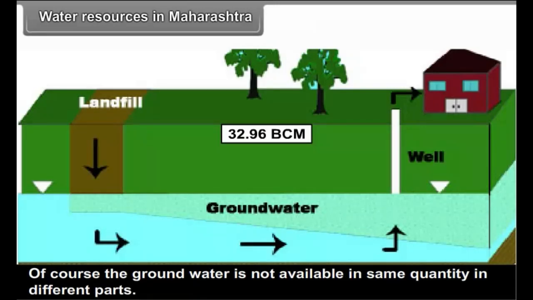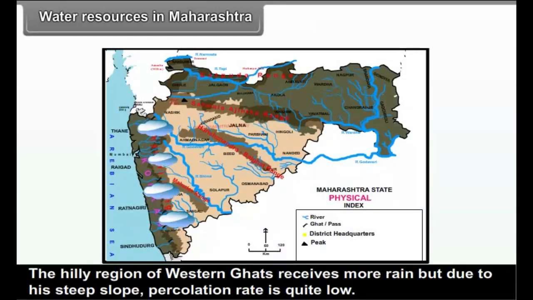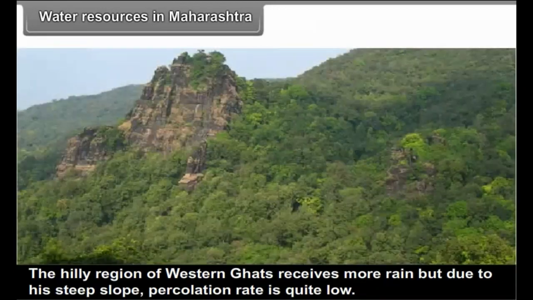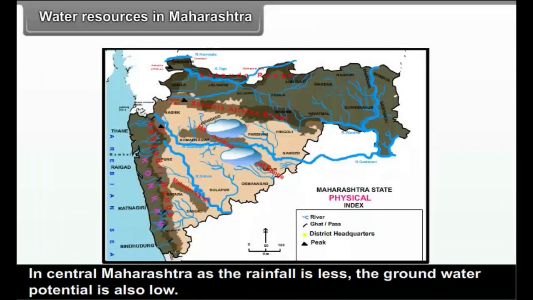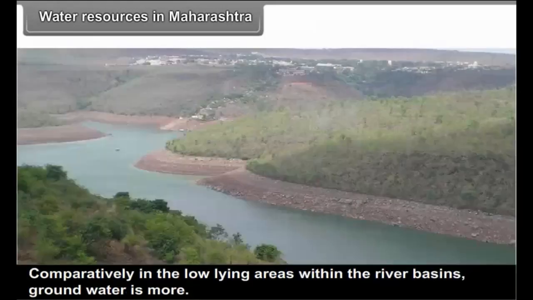Of course, the groundwater is not available in the same quantity in different parts. The hilly region of Western Ghats receives more rain, but due to the steep slope, the percolation rate is quite low. In central Maharashtra, as the rainfall is less, the groundwater potential is also low. Comparatively, in the low-lying areas within the river basins, groundwater is more.